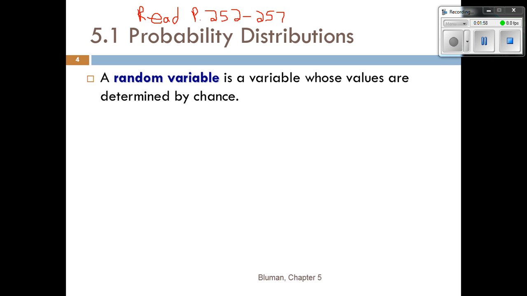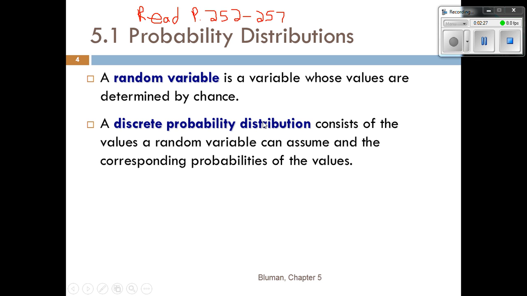So, for instance, if you roll a die and the variable is what the value of the die could be, it could be a 1, 2, 3, 4, 5, or 6. But each one of those is determined by chance. So that's the difference between a random variable and just a normal variable. Random variables are determined by chance.